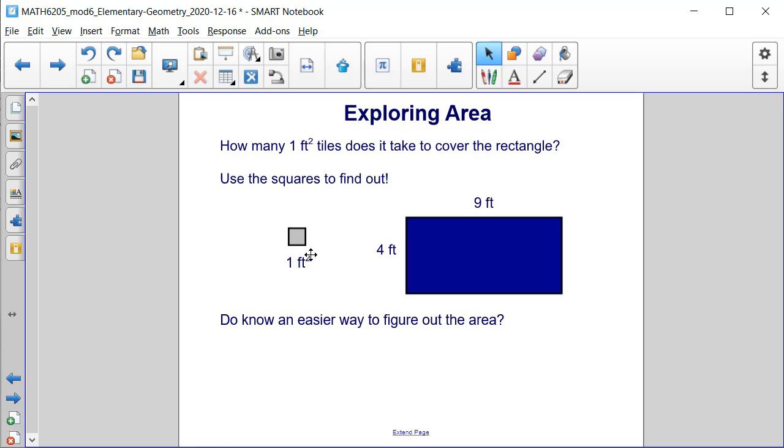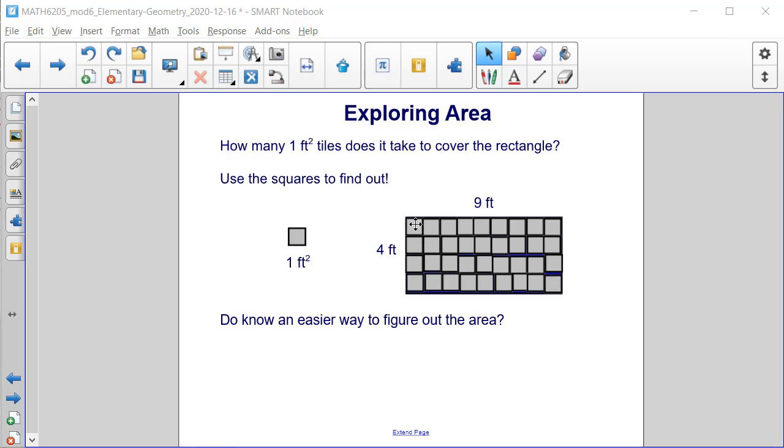How many 1 square foot tiles does it take to cover the rectangle? Use the squares to find out. Well, let's try to fill this one in too. 2, 3, 4, 6, 7, 8, 9. So we have 9 feet going across. Here we have 2 rows of 9 taken care of. That would be 18. And we can keep going.